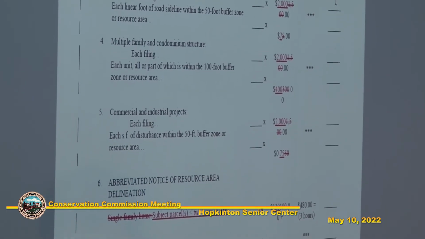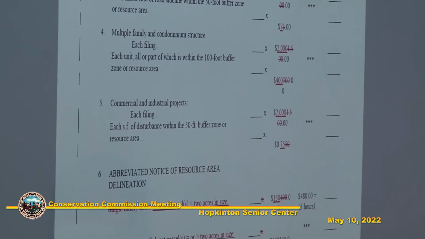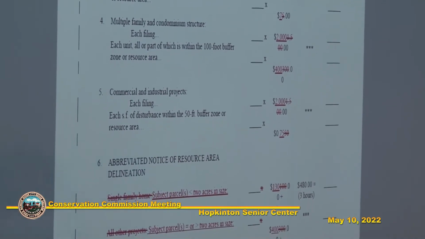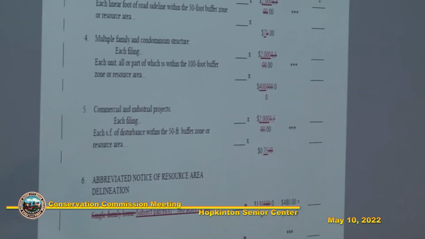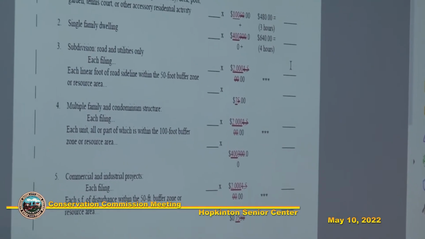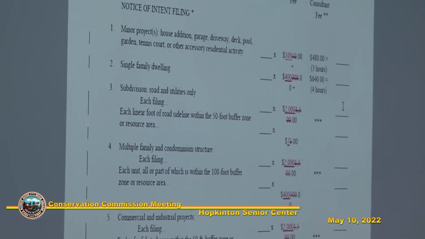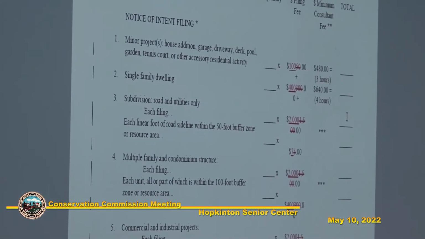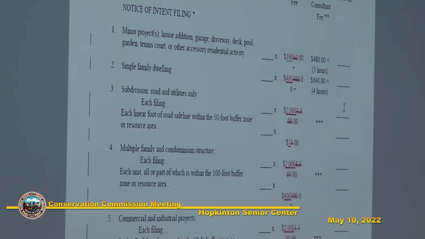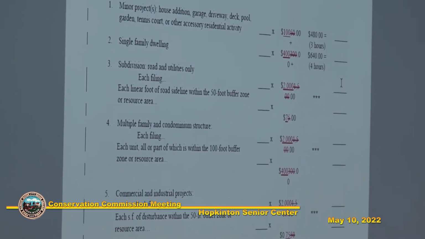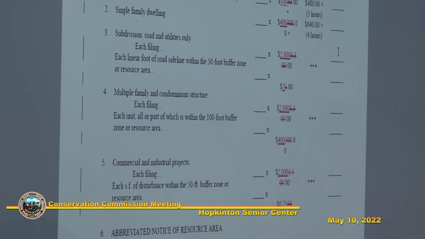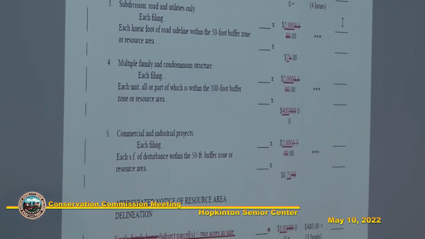So the updated fees are: minor projects move from $50 to $100. The single family dwelling moves from $300 to $400. A subdivision moves from $1,500 to $2,000. Same thing with multiple family and condominium structures and commercial projects.